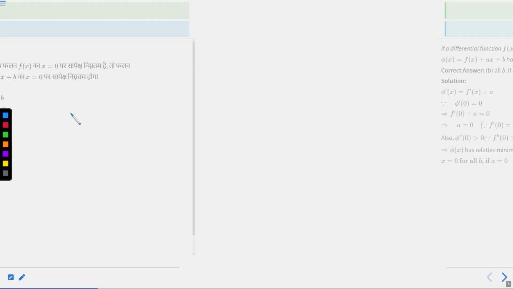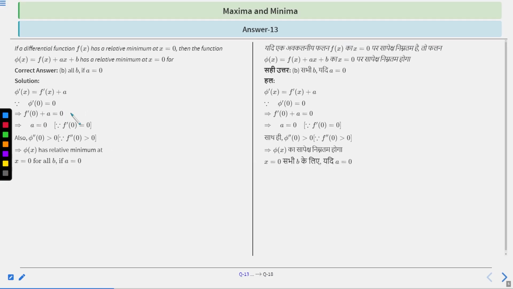Okay, let's move to the solution part. We have phi(x) given as f(x) plus ax plus b. Therefore, phi dash x will be f dash x plus a. Right. So since phi dash 0 is equal to 0, clear? Phi dash 0 is equal to 0. Therefore, f dash 0 plus a is equal to 0. This implies a should be 0, since f dash 0 is 0.